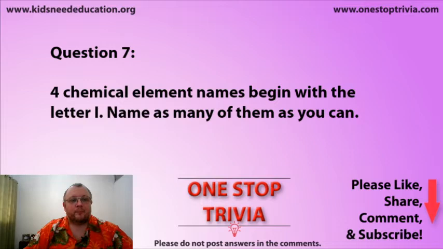Question number seven. Four chemical elements begin with the letter I. Name as many as you can. Get a point for each that you get correct here. Give you a few seconds on this one. Bit of a thinker. At least one of them's easy. Depending on your chemistry knowledge, the other ones might be easy too. But one of them's definitely one I think everyone should get. So four chemical elements begin with the letter I. Name as many as you can, or all of them if you can.